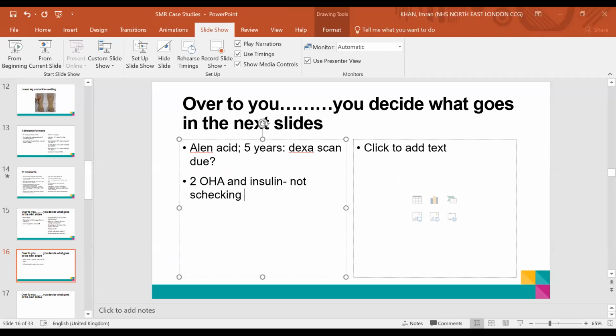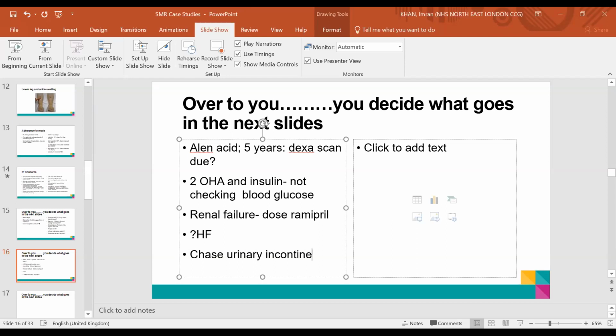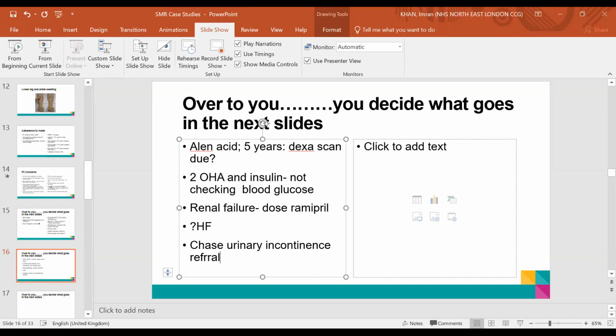Thank you very much. Is there anyone who would like to unmute themselves and also share their view as well, please? I'm going to ask about the dose of the ramipril in renal failure as well. And if the lady might possibly have heart failure as well. We need to chase her urinary incontinence referral. I think most of her problems would actually be resolved or lessened if she could just lose some weight, really.